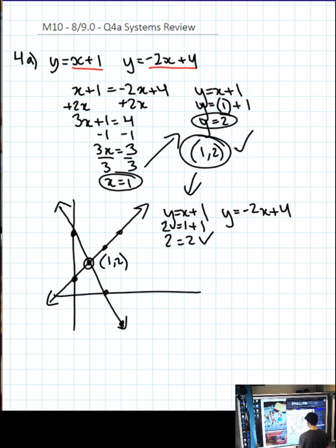And let's substitute for x and y. So again, we have a y value of 2 and an x value of 1. So we get 2 equals negative 2 times 1 is negative 2 plus 4. 2 equals 2, check mark. We absolutely know that 1, 2 is the intersection between these 2 lines. And we did it by substitution, graphing and checking your answer.